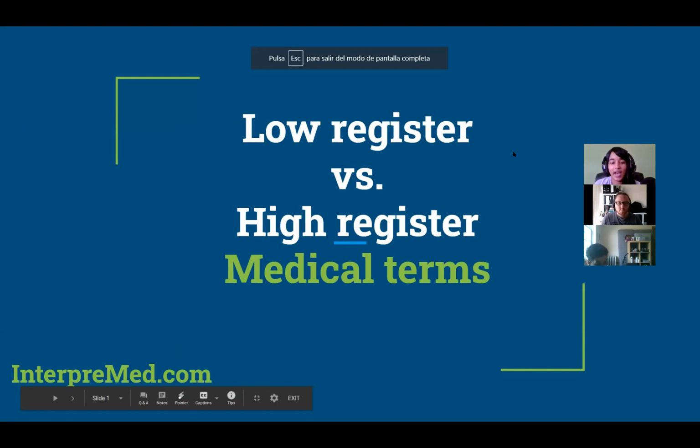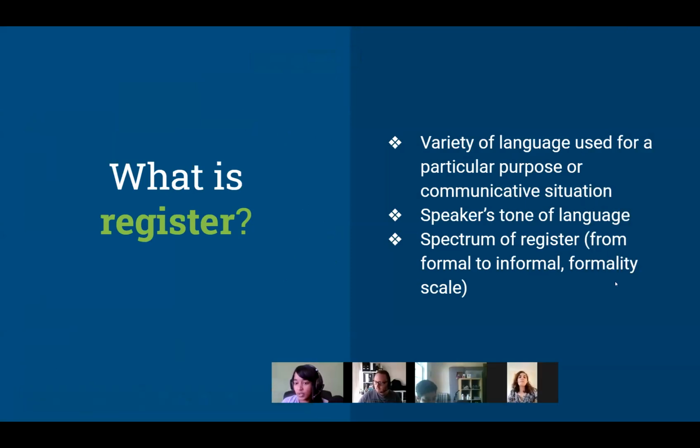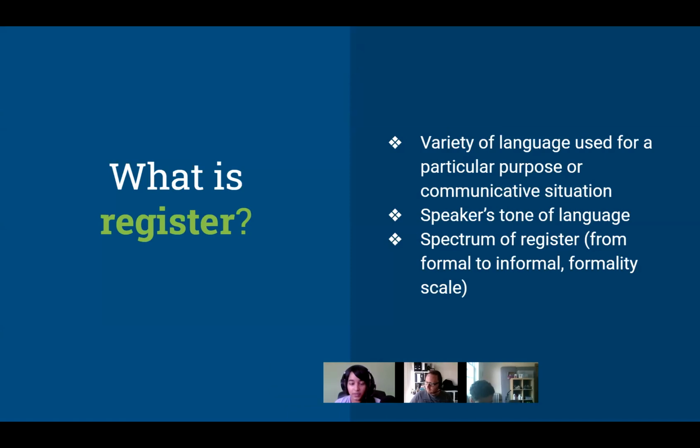So, low register versus high register medical terms. Before we get into the medical technicalities, let's talk about what is register. The definition we have here is the variety of language used for a particular purpose or communicative situation. So it is the style of speaking of a person, their tone. We all know that we speak differently depending on the person we are talking to. If we're talking to our parents, coworkers, siblings, it's always different.